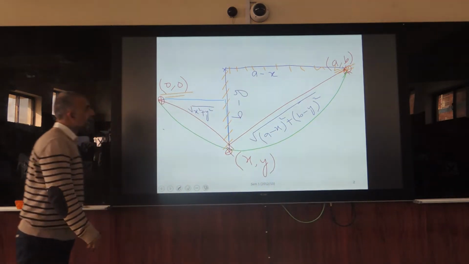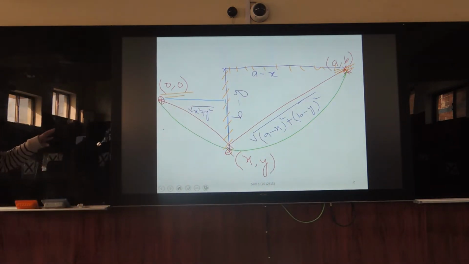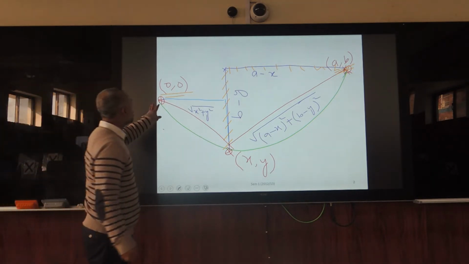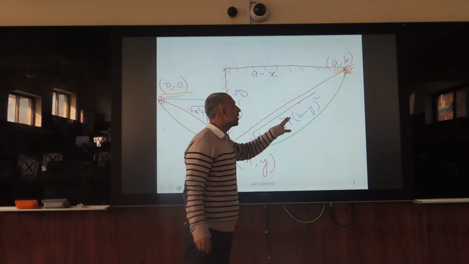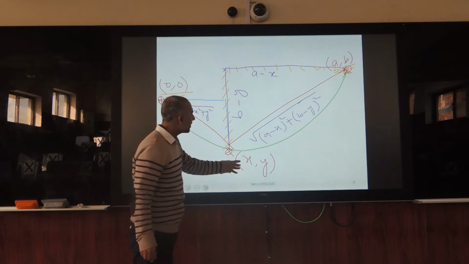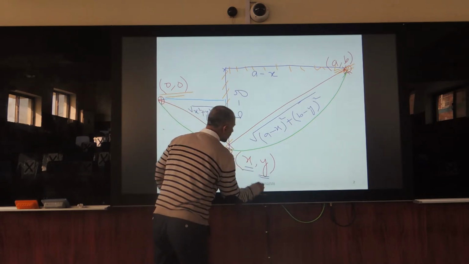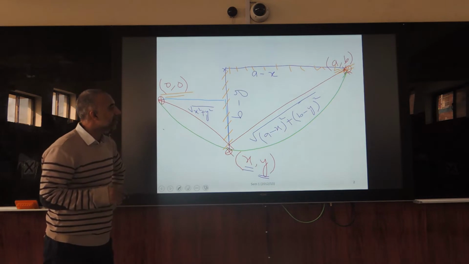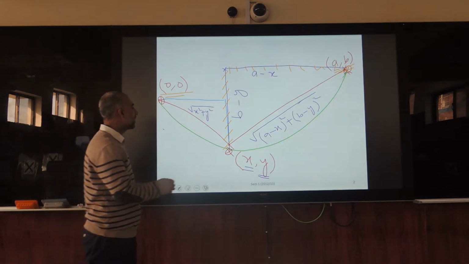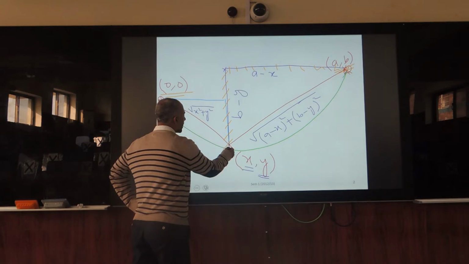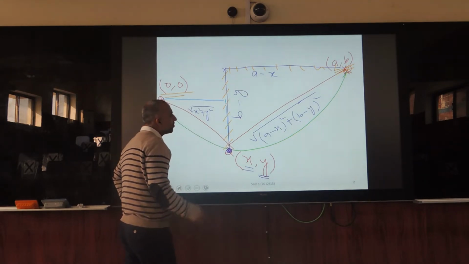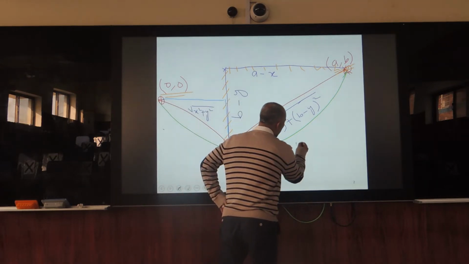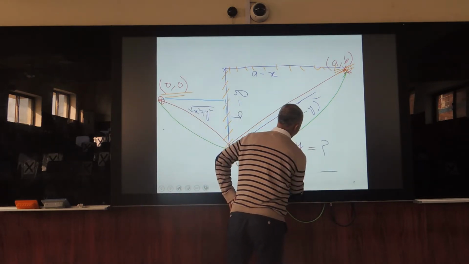So what we need to determine: (0, 0) is a known point to us, (a, b) is the constant values of a point, but x and y are two unknown values to us. If we want to determine the lowest point, or you can say the position y, because vertically we need to determine the minimum or least value of y. This is the question.